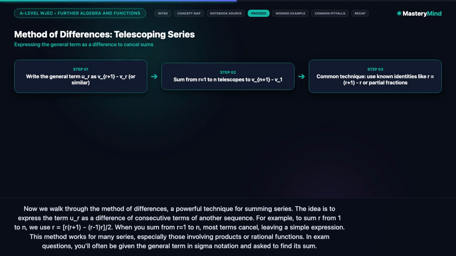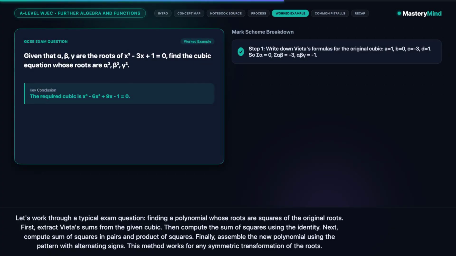For example, to sum r from 1 to n, we write r as a difference of consecutive terms. When you sum from r equals 1 to n, most terms cancel, leaving a simple expression. This method works for many series, especially those involving products or rational functions. In exam questions, you'll often be given the general term in sigma notation and asked to find its sum.